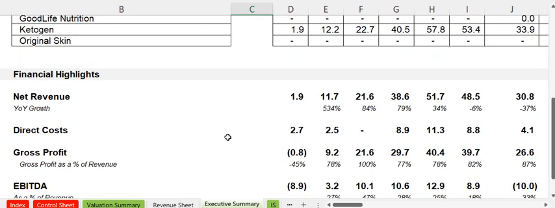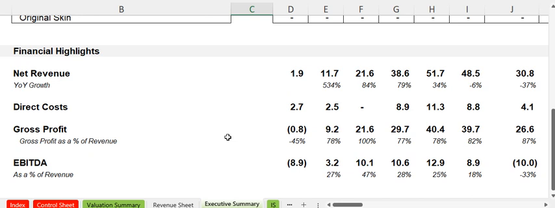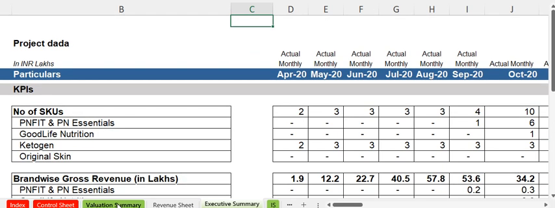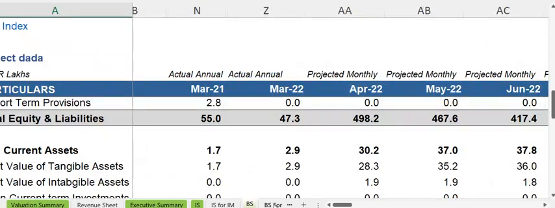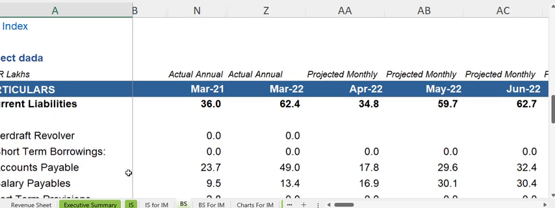What is the net revenue for that particular company? What is the direct cost and what is the gross profit for the particular item? Then we have the EBITDA number as a percentage of revenue. So these are the particular numbers for that. If we come to the next one, it's the IS, and then we have the BS, the balance sheet.